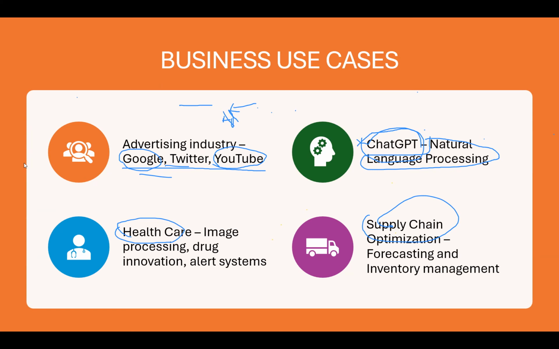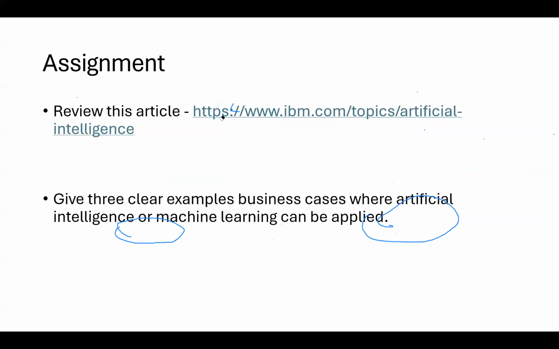Any questions? Okay, so we'll talk about the business use cases. I'll give you this article, this link. Just go and read it to get a brief overview of artificial intelligence. And then you are going to give 3 clear examples of business use cases where artificial intelligence or machine learning can be applied. We've talked about so many today. You just think up more and write them down, and I'll send out a way to submit the assignment.